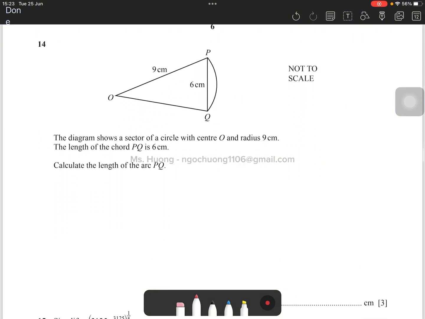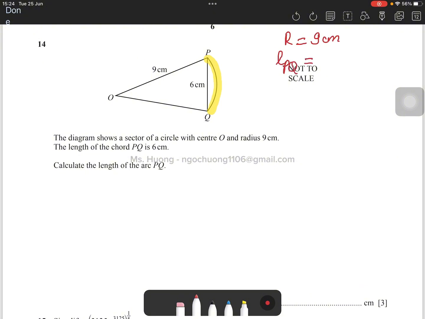Question 14. The diagram shows a sector of a circle with center O and radius 9 centimeters. The length of the chord PQ is 6 centimeters. Calculate the length of the arc PQ, which means we need to find this arc. In this case, the radius is 9 centimeters. So if you want to find the length of the arc PQ, what do you need to know?